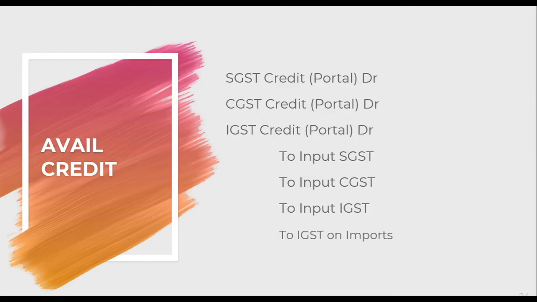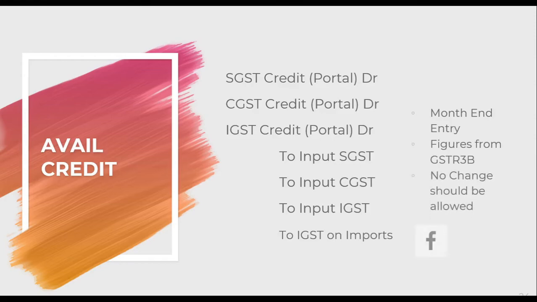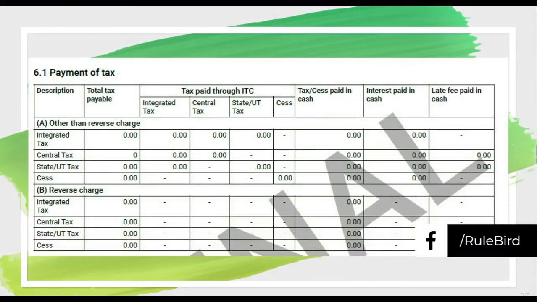The last one will be IGST on imports. If you have made any import purchase, then you must credit that as well. You can pass this entry every month end. Again, these figures will be from GSTR-3B and again no changes should be allowed in this. Let's move to the next, the payment of tax. We are offsetting our liability via GSTR-3B on the portal.